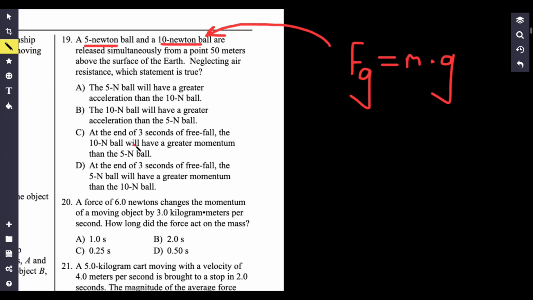Neglecting air resistance, what statement is true? Well, no, the accelerations are all going to be constant, right? Because once again, when the two objects fall down, it doesn't matter what their masses are, the acceleration due to gravity is the same.